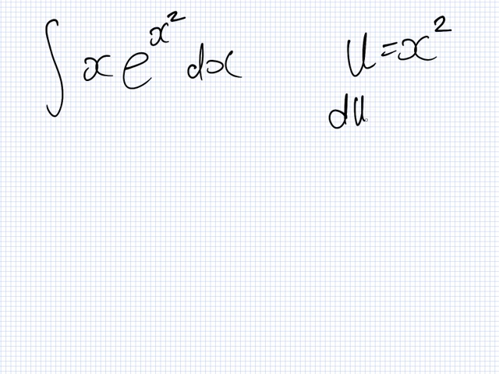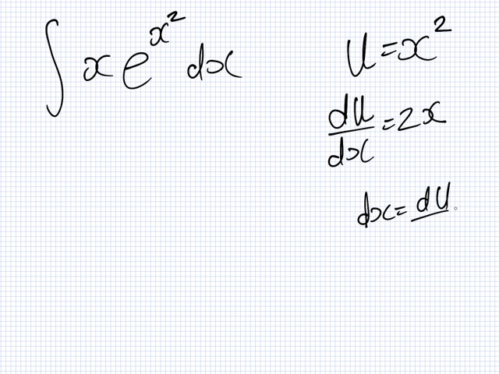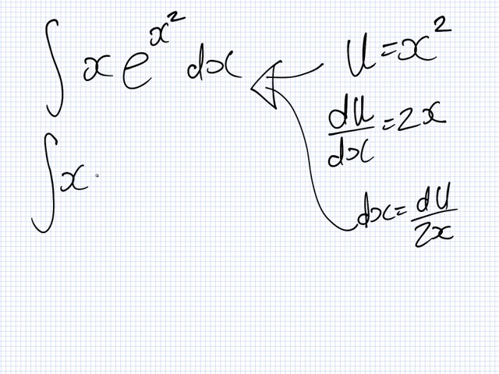Okay, du dx equals 2x. So dx equals du over 2x. Did you get that? So if you put this and this into it, that's x e to the power u, du over 2x. Now what happens here?